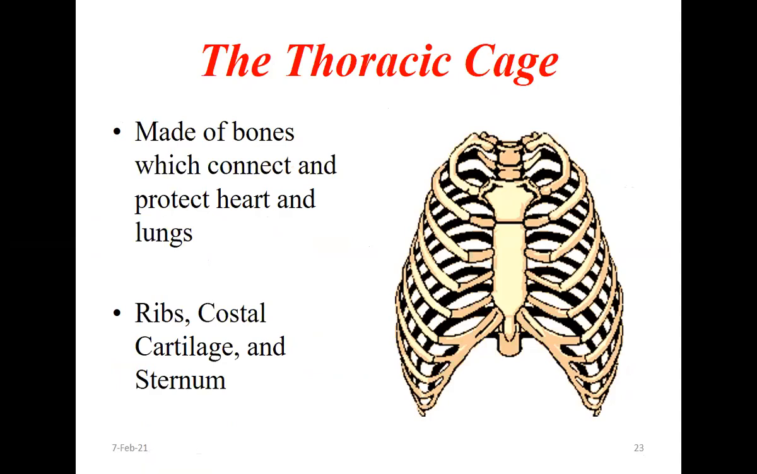As the name indicates, the thoracic cage is a cage, just like if we have a pigeon cage. Similarly, we have a cage for the protection of the heart and the lungs. So this is called the thoracic cage. It is made up of bones which connect and protect the heart and the lungs. As I said, it will protect the inside, where there will be the heart as well as lungs. So this acts as a cage, just like the birds are protected from outside injury by the cage. Similarly, the heart and the lungs are protected by the thoracic cage.